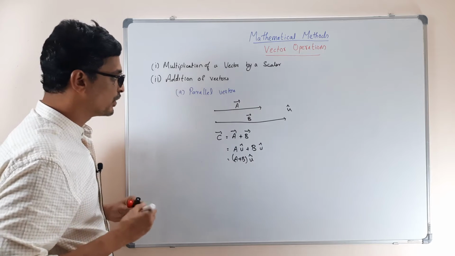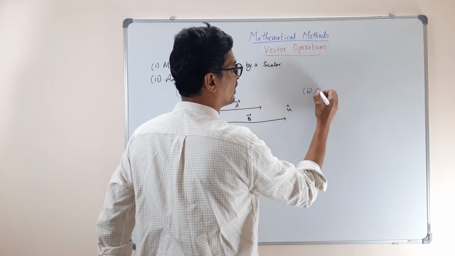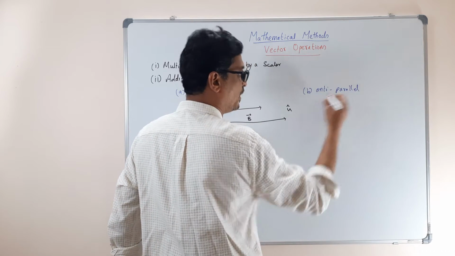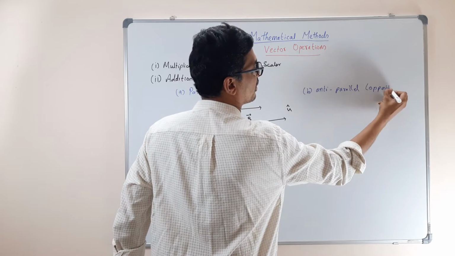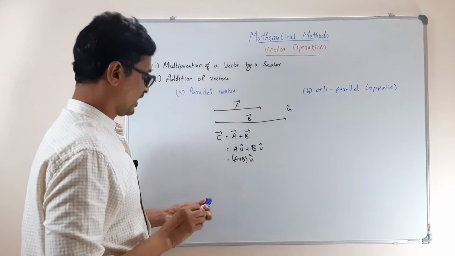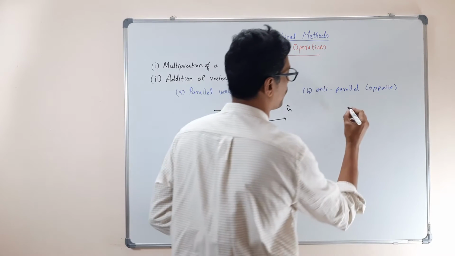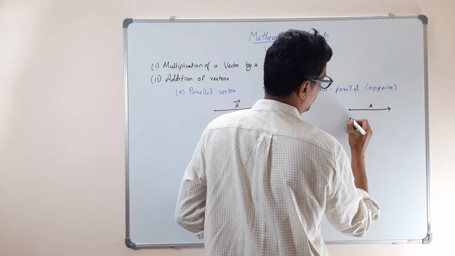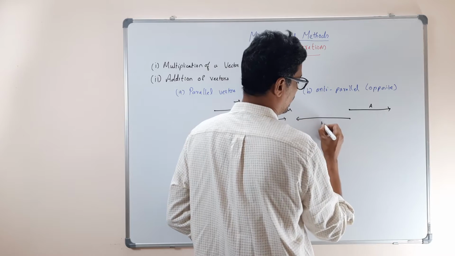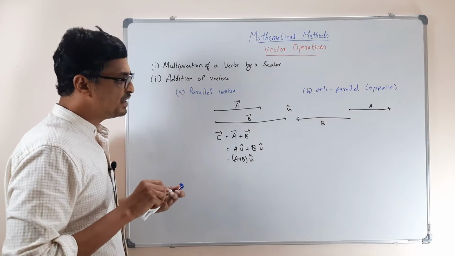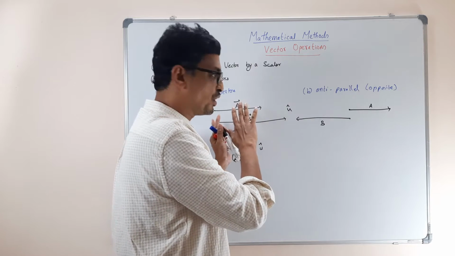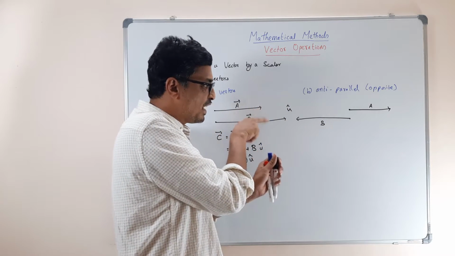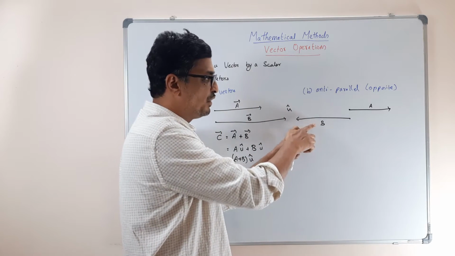Okay, and the next case is anti-parallel, that means opposite. When it's anti-parallel, what happens? Your vector A will be like this and your vector B may be something like this, opposite to it. So how are we going to do it? We can add up all the vectors of the same direction, correct? So I have to convert this vector into the same direction.